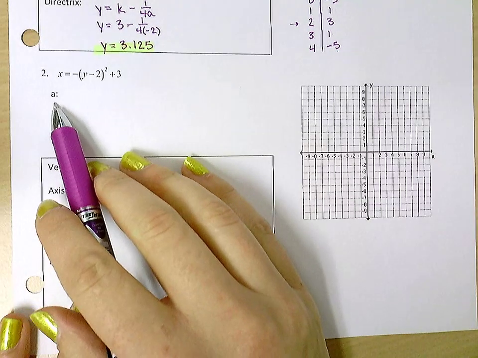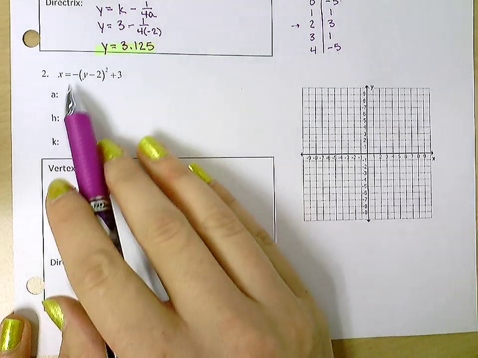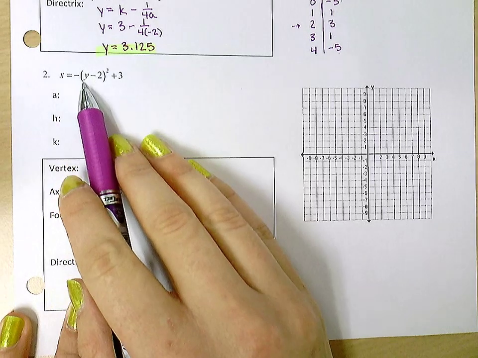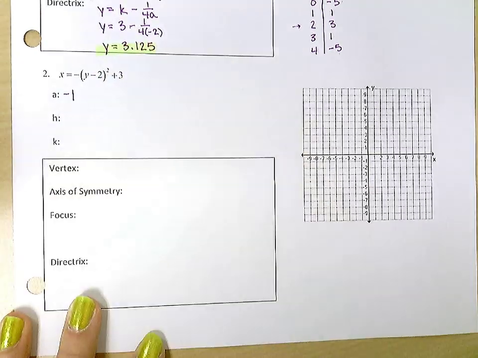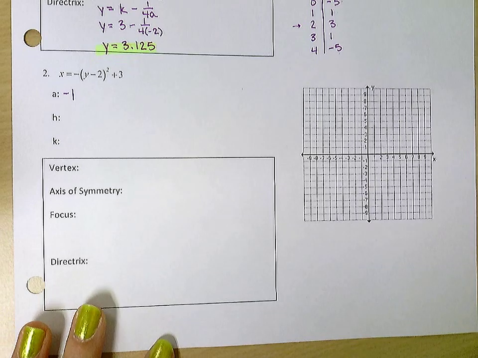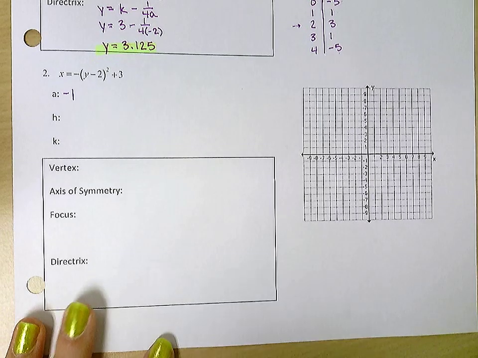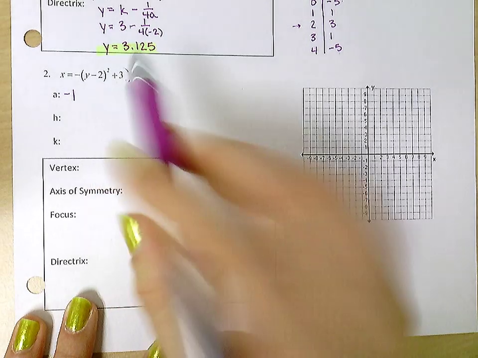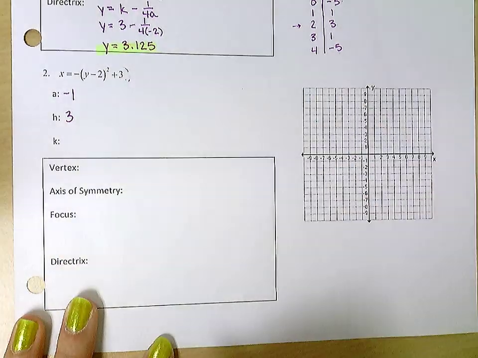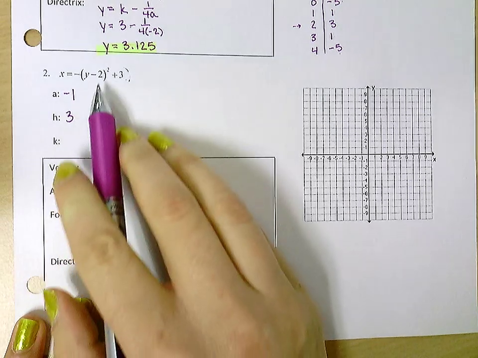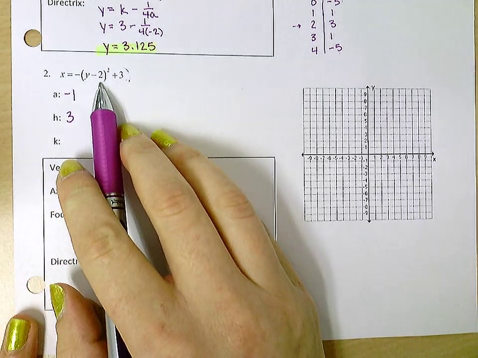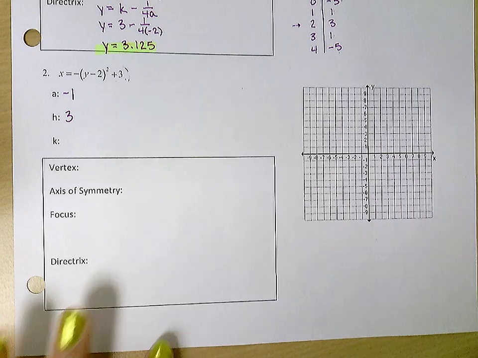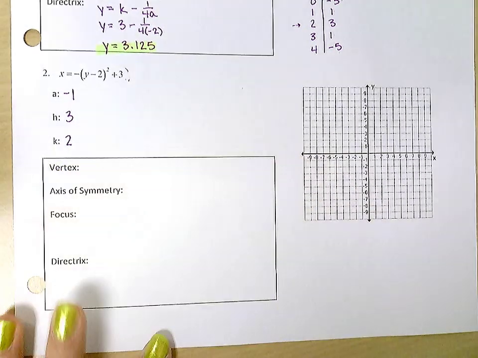So here, labeling a, h, and k, our a value is next to our parentheses, that is negative 1. Our h value is on the outside of the parentheses, that's going to be this 3. And the k value is inside the parentheses, and whatever's in the parentheses, you always take the opposite of what it is. So this is just going to be 2.